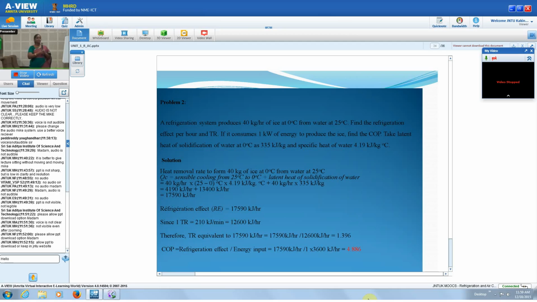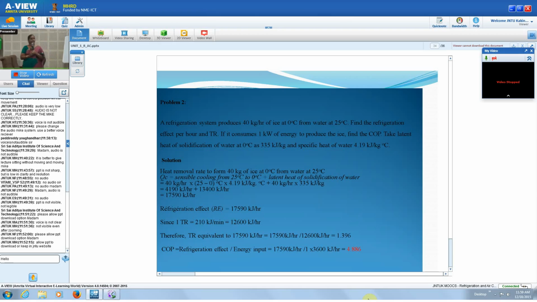To find out the tonnage required, it will be the total refrigerating effect required by 1 ton of refrigeration. So that is 17,590 by 12,600, which gives 1.396. So 1.396 is the tonnage required, the tons of refrigeration required. Then find out the COP.